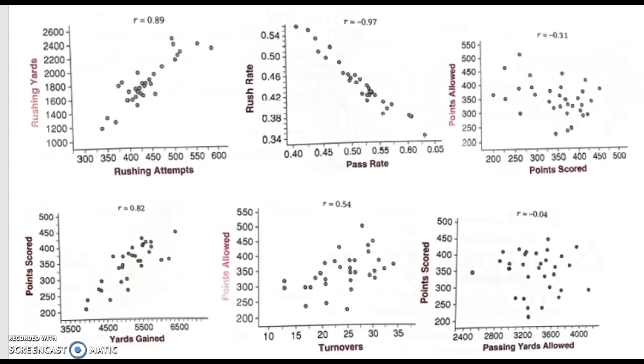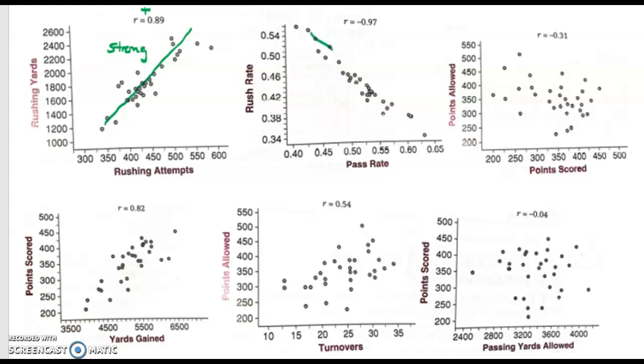So here's some examples. Right here, you can pretty much draw a line. So that means definitely there is a correlation. Going uphill, so it should be positive correlation. And if you look at this number 0.989, it's pretty close to 1. So this is definitely considered strong. Okay, that is a strong correlation.